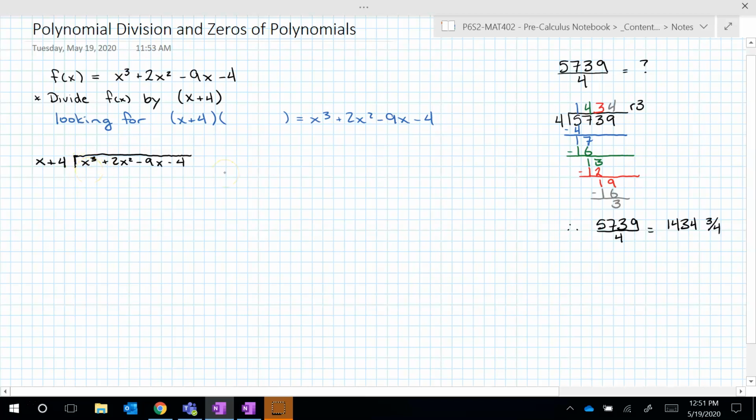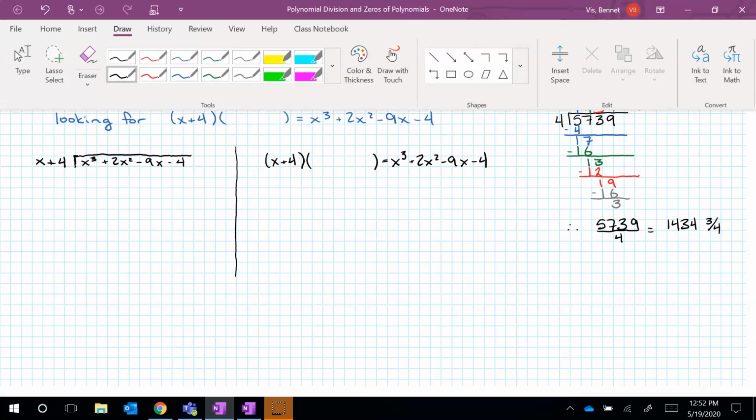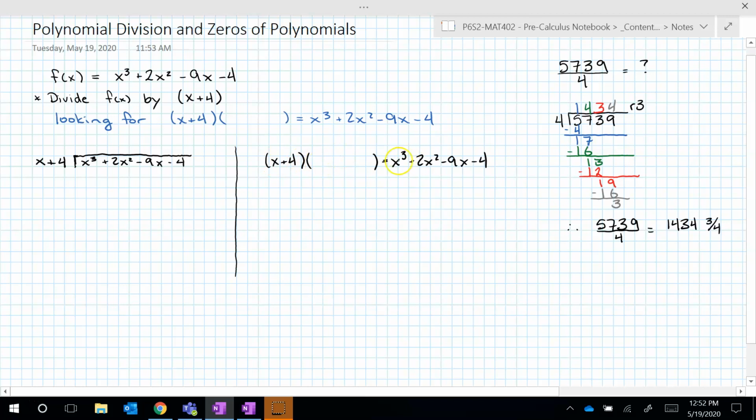I'm actually going to do this side by side here. I want to show you explicitly how I would think about this a different way. So we'll just draw a little line down the middle here. I'm trying to find x plus 4 times what is equal to x cubed plus 2x squared minus 9x minus 4. The first thing I need to do is say, if I'm doing x times something to get an x cubed, that needs to be an x squared leading term in this other factor.